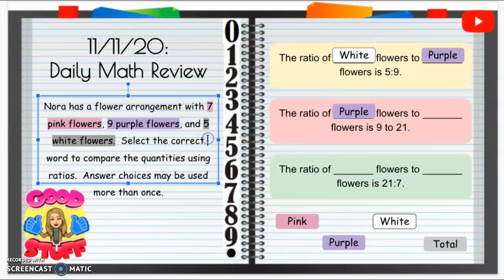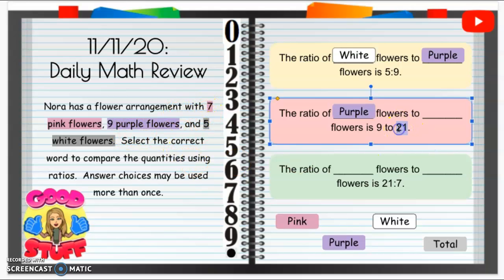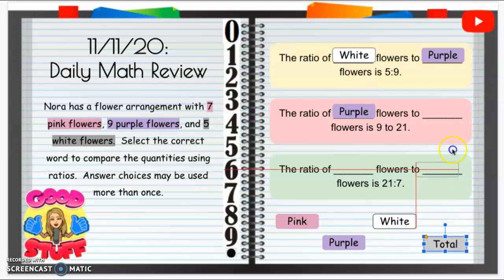So what do you think we're going to do to get to 21? What if we add them up? So I know 9 plus 7 is 16. Plus 5 is going to be 21. So 21 is the total amount of flowers.